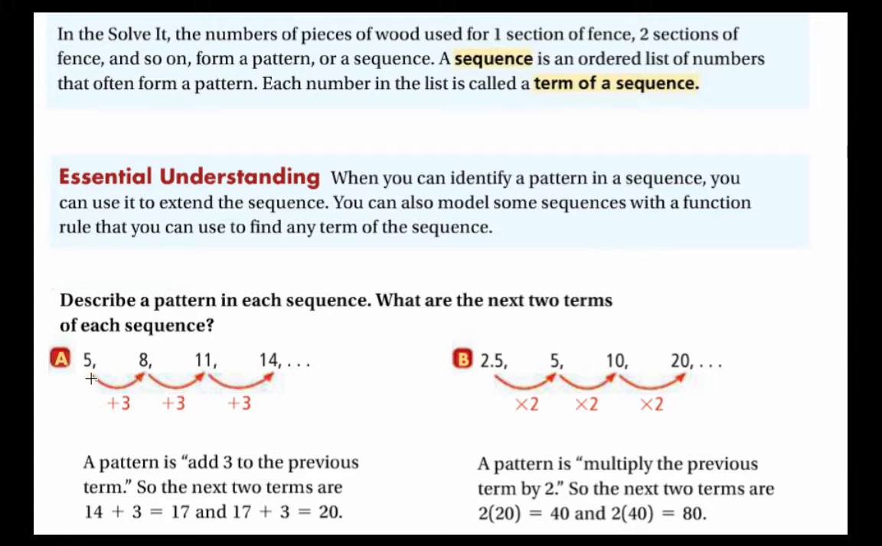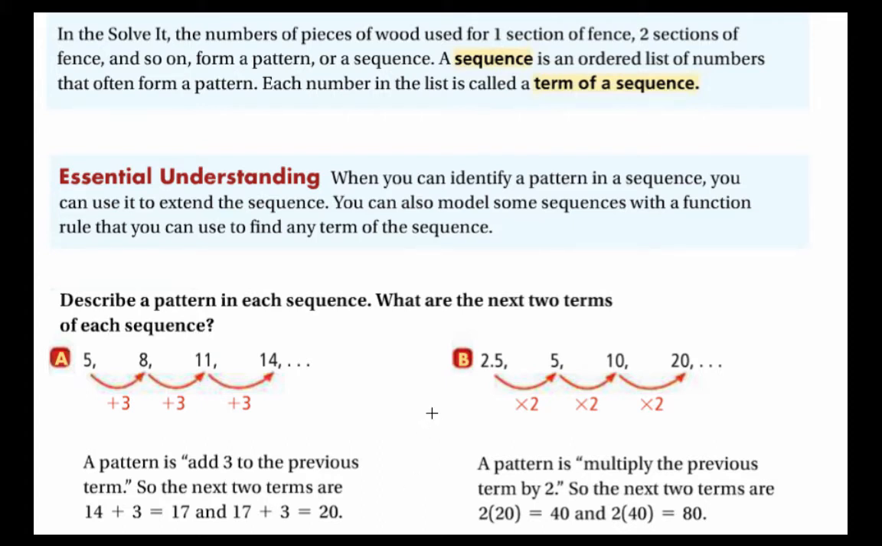Here we have a sequence of numbers: 5, 8, 11, and 14. In this sequence, every term has a common difference of 3. We add 3 to get 8 from 5, we add 3 again to get 11, and we add 3 again to get 14, and we could extend that pattern on as long as we'd like. So the pattern is add 3 to the previous term. The next two terms after 14 would be 14 plus 3 is 17, and 17 plus 3 is 20.